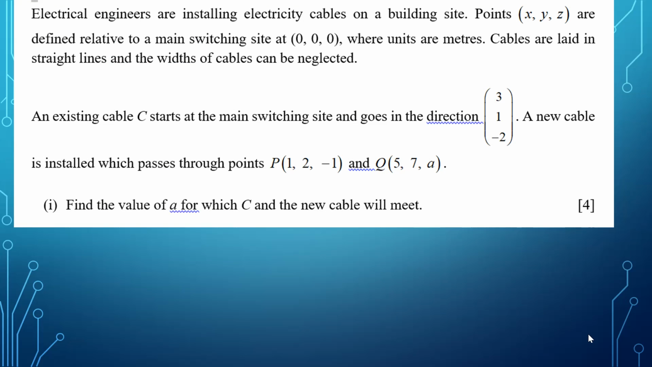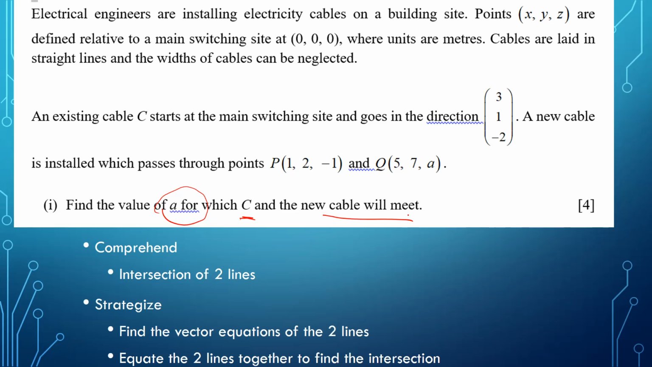So the first thing you need to do is, of course, read and comprehend. Read the story given. This is a vectors question, but it's embedded in the form of electrical cables. So your objective is to find the value of a for which C and the new cable will meet. So after reading this question, you need to understand that the subsection in your vectors that we're trying to look for here is the intersection of two lines.